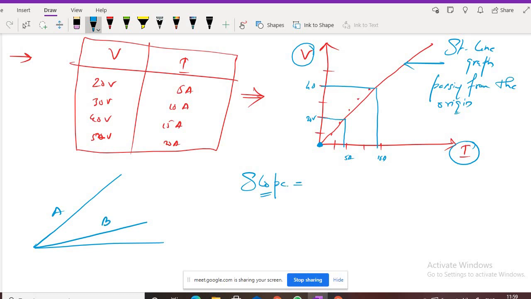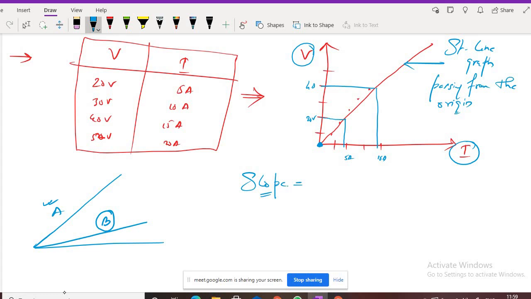Now tell me which mountain is easy to climb and which mountain is tough to climb. B is what, easy or tough? Easy. And A will be tough to climb. Yes or no?